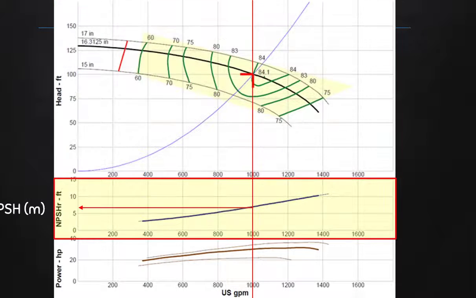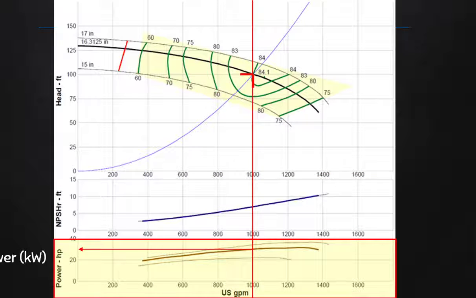The net positive suction head can also be read off thus, and remember, this is the required net positive suction head for this pump. Okay, so this is what is required, and we go to the process that we've designed, and then we calculate what is available, and we try to match that with the required net positive suction head.